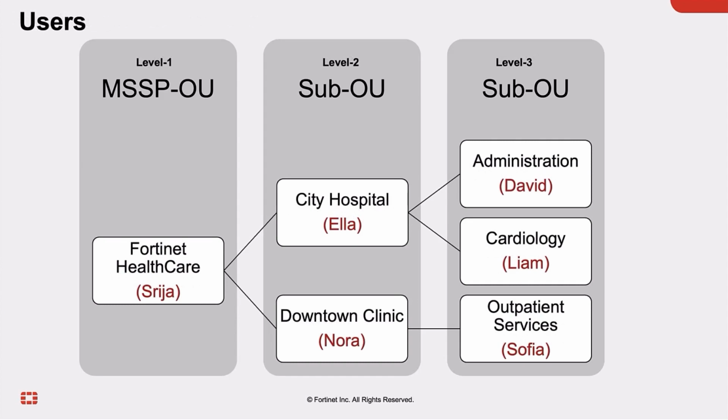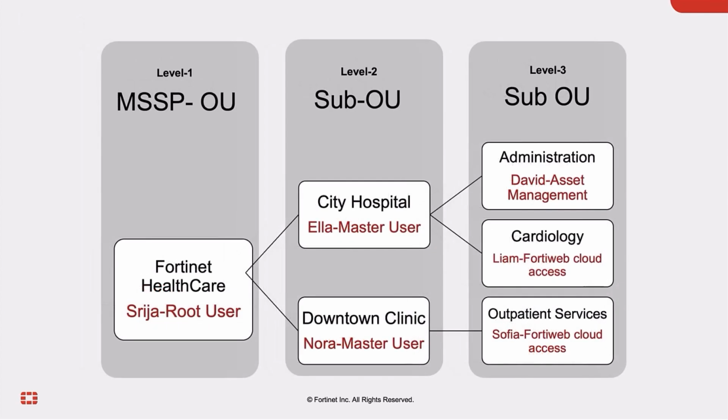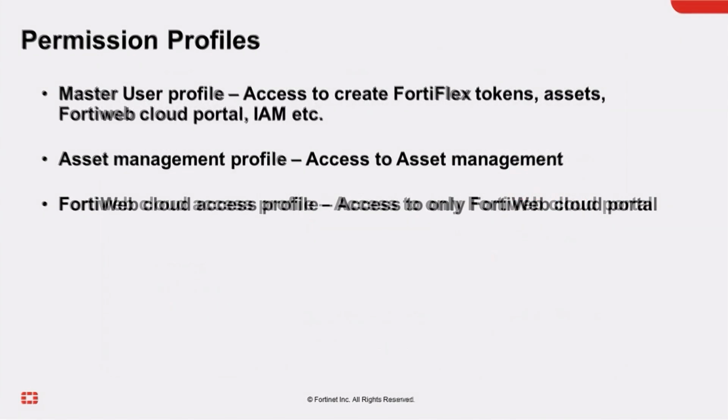So I, Srija, manage the MSSP, so I have access to all the sub-OUs and OUs. However, Ella belongs to City Hospital, she's the master account user, and David and Liam manage different departments within City Hospital, but David only needs administrative access, whereas Liam needs FortiWeb Cloud access because he's the technical engineer over there. The same applies for Nora. Nora belongs to Downtown Clinic and she's the master user, where she has access to asset management and FortiWeb Cloud, but Sophia only needs FortiWeb Cloud access because she's the technical engineer at the outpatient services.